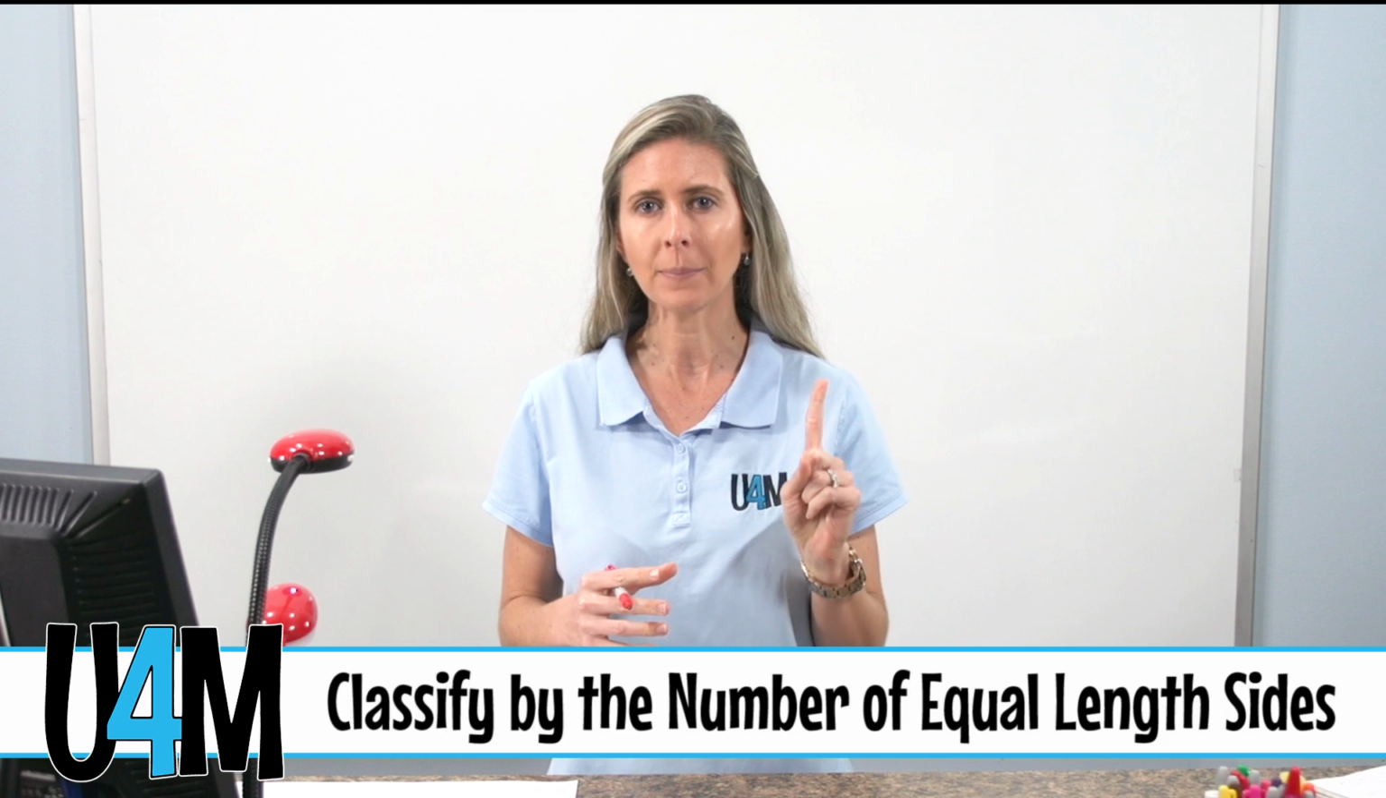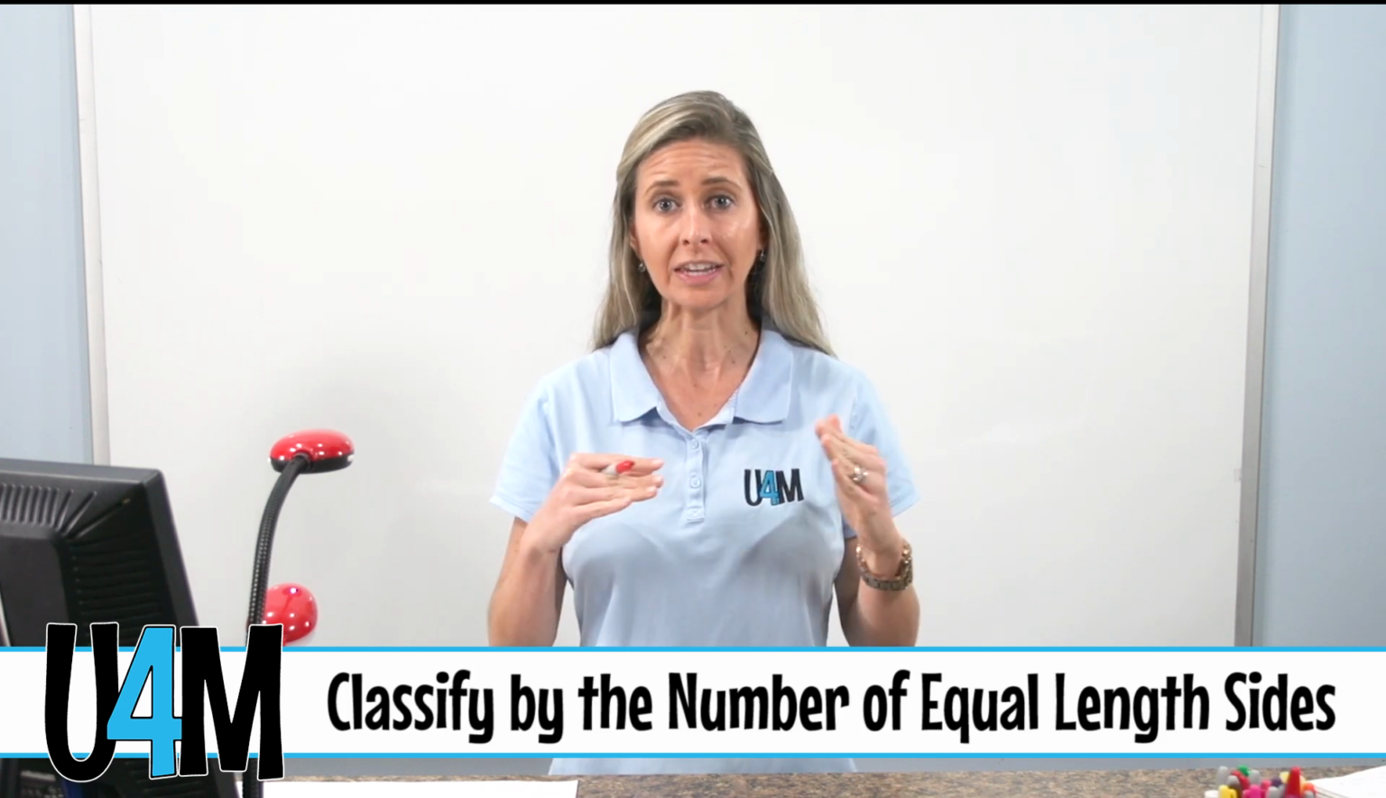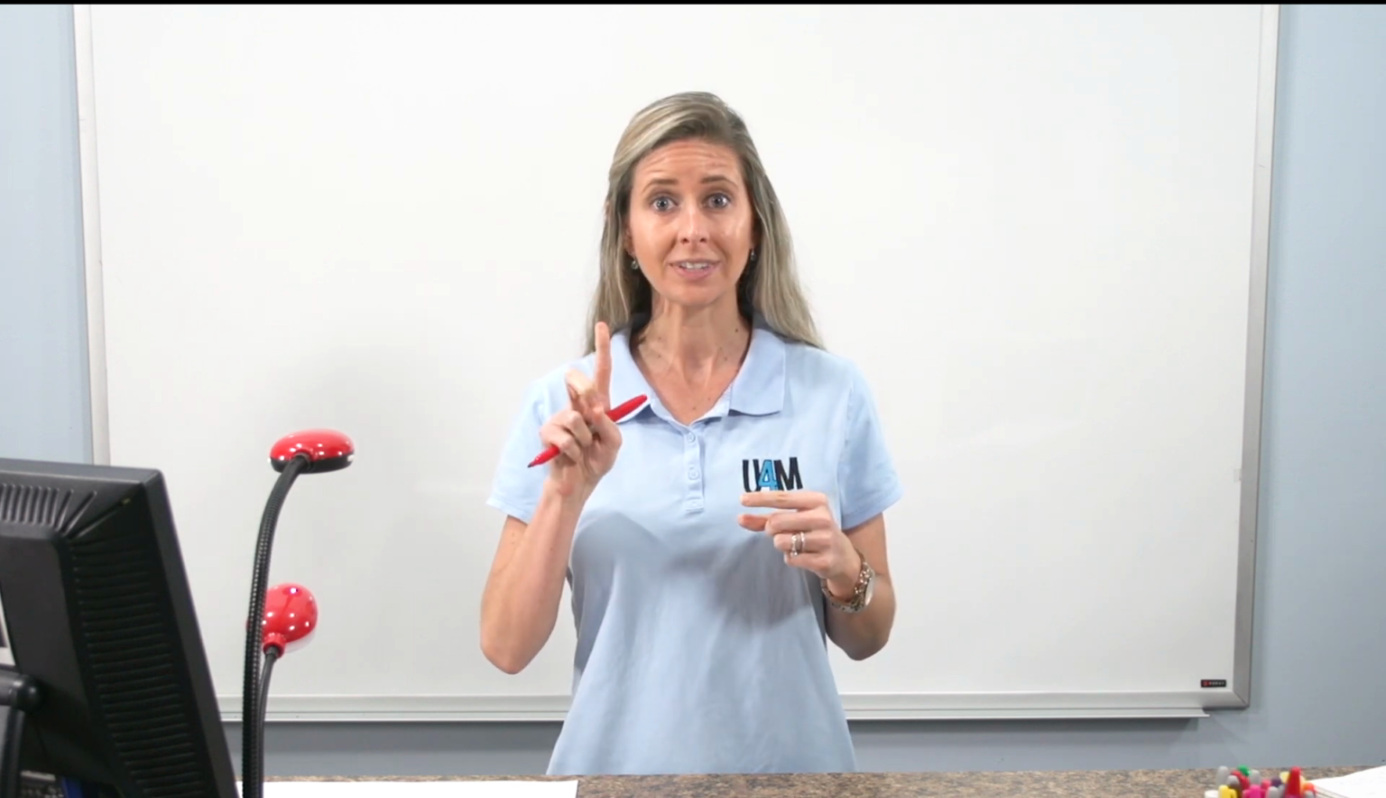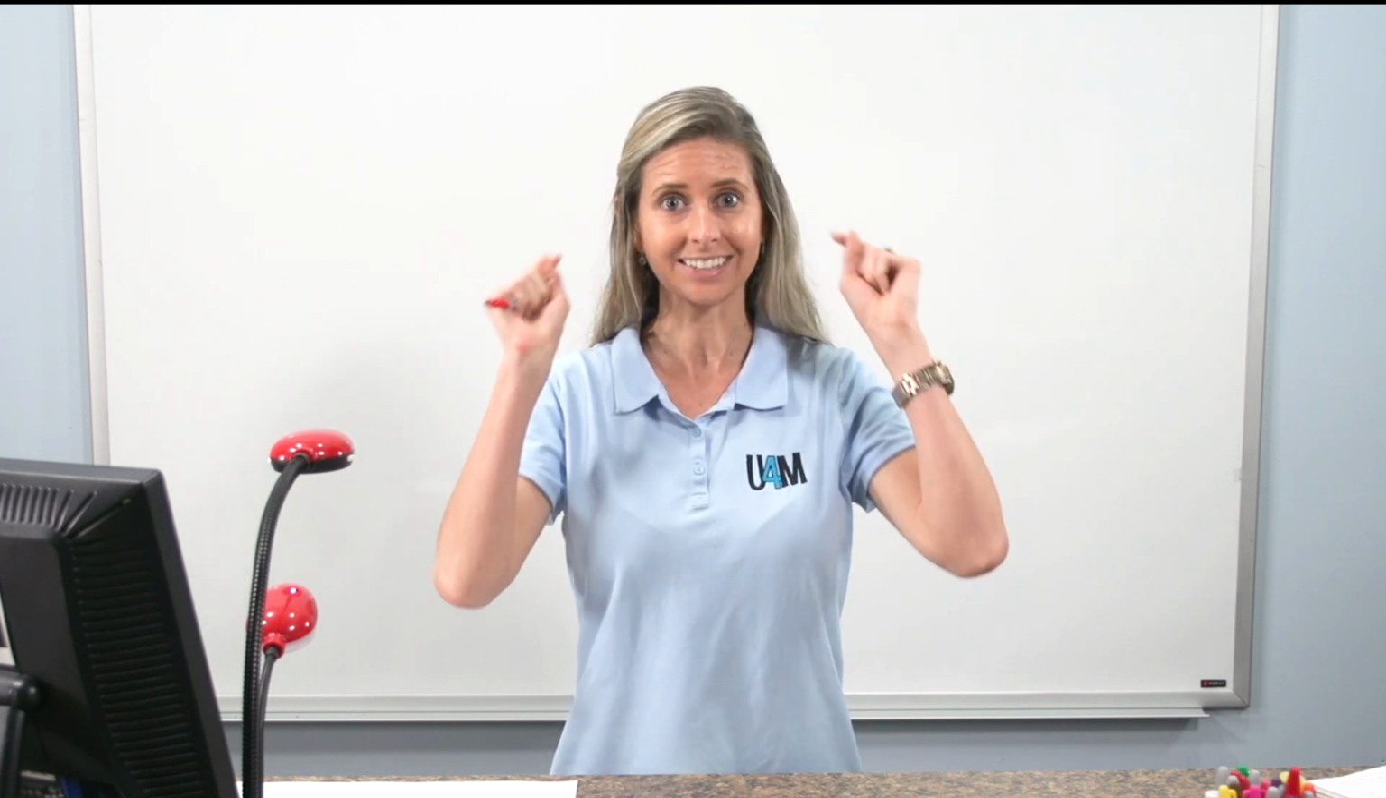Remind students, when classifying triangles, we need to take into consideration 2 things. The first is how many sides are equal. Remember, all 3 equal sides, that's an equilateral triangle. 2 sides that are equal, isosceles triangle. And no equal sides, that's a scalene triangle.